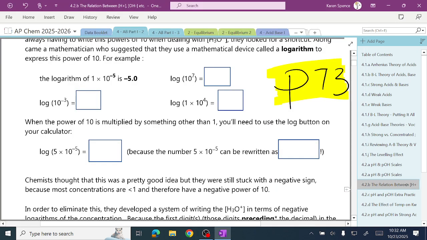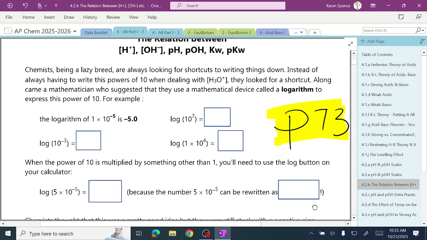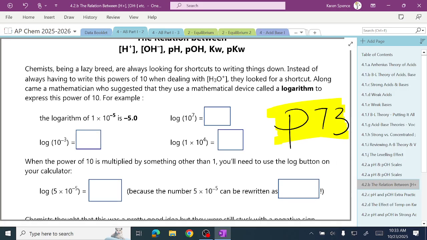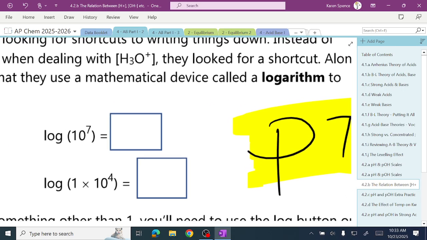All right. So, last day we were looking at these guys here, all our HOH, pH, pOH, Kw, pKw, page 73. And I don't think we got very far through this.